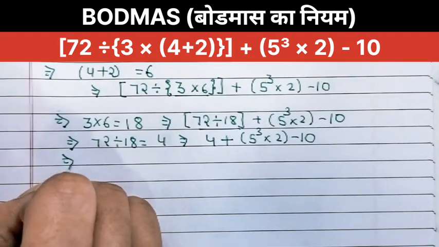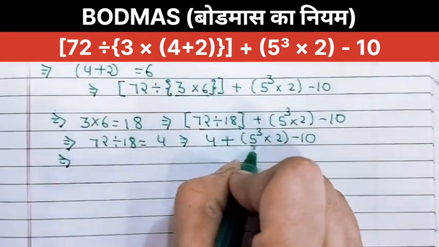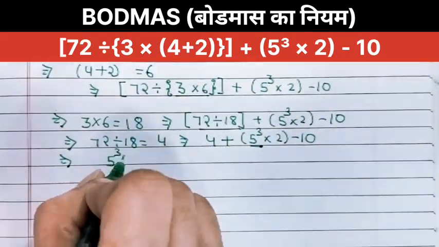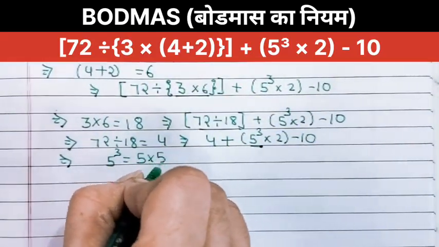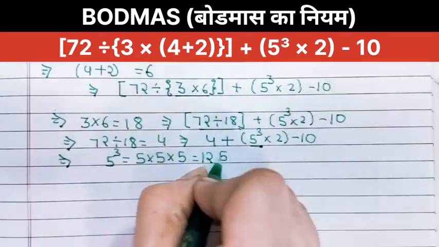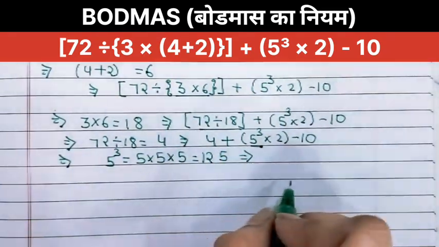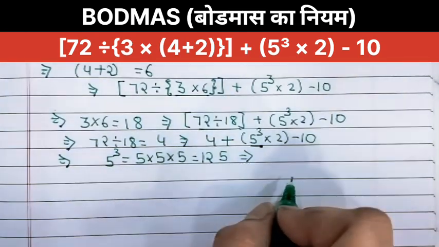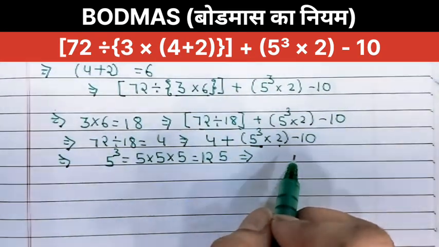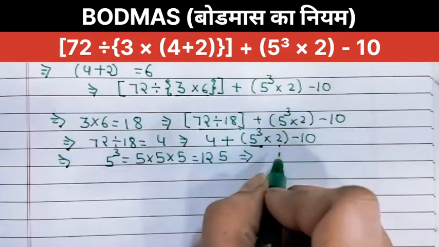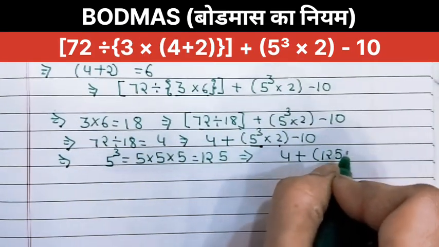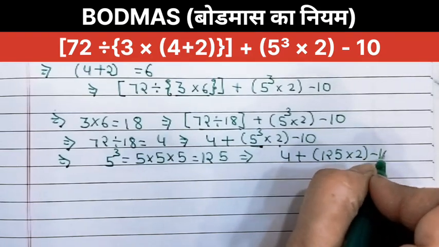Now move to the fourth step, solve the exponents. There is a 5 cube inside the remaining parentheses. Now 5 cube equals 5 multiplied by 5 multiplied by 5, which is 125. And now according to this step, we look at the next parenthesis, which is 5 cube multiplied by 2. Inside it, orders take priority over multiplication. So now the current expression becomes 4 plus 125 multiplied by 2 minus 10.